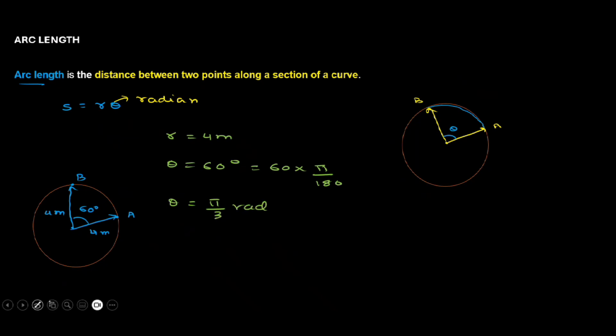Now I will use the equation for arc length to find the distance between the 2 points. So arc length S is r times theta. r is 4 meters. Theta in radians is pi by 3. And when you solve this, you get your arc length as 4.18 meters, which is approximately 4.2 meters.